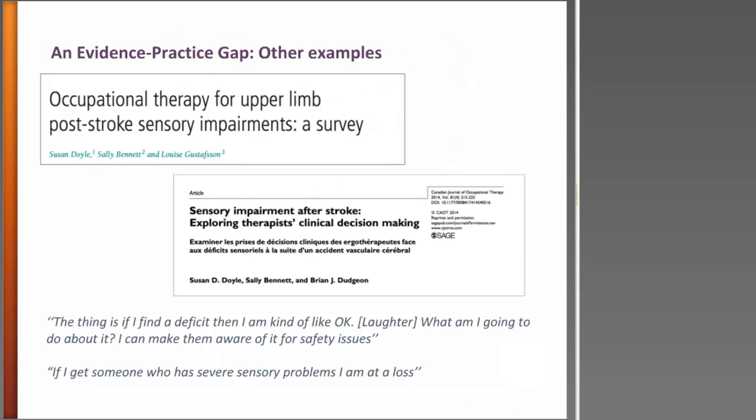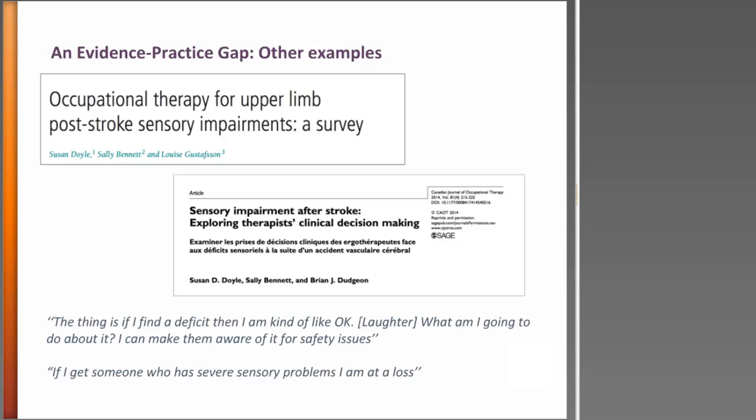So there are other examples of this evidence practice gap, and one study that was quite similar was completed in the United States, and this investigated the practice patterns of 145 occupational therapists working with stroke survivors. And it found that although 93% of clinicians regularly assessed upper limb sensory function, only half reported always or frequently providing interventions to target upper limb somatosensory loss.